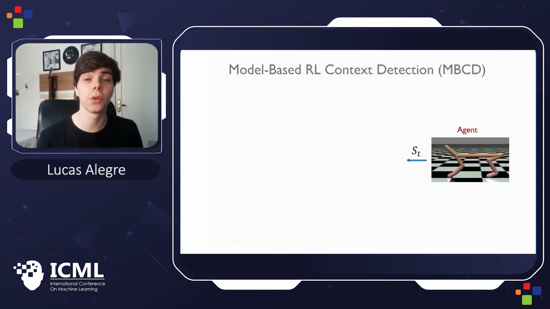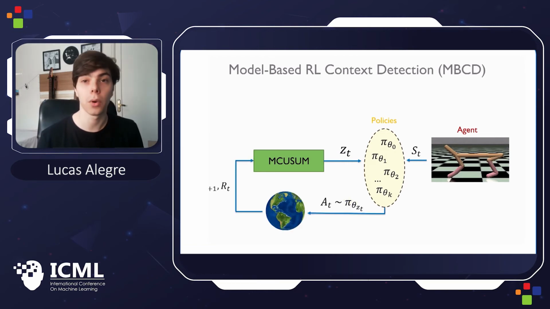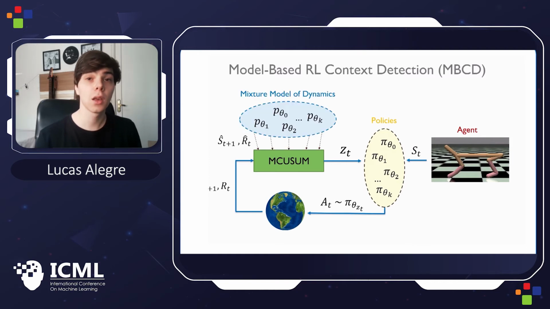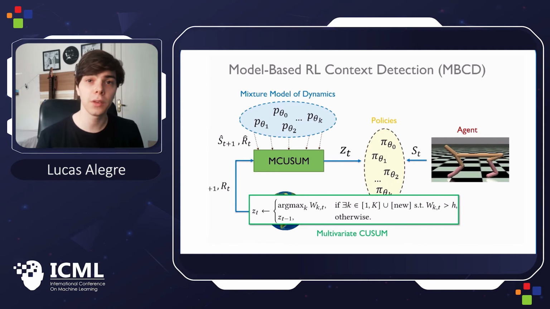Now I'm going to present a brief overview of MBCD. Given the current state of the agent and the current context belief Z, the agent chooses an action with the corresponding policy among a set of previously learned policies. A mixture model of dynamics with probabilistic predictors for all known contexts predicts the probabilities of the next state and reward. Then, multivariate CUSUM statistics are computed for each known context. The current context belief is then updated in case any of the CUSUM statistics reaches the detection threshold. In case a new context is detected, a new dynamics model and a new policy are added to the mixture.